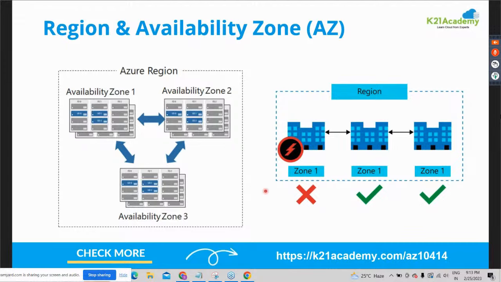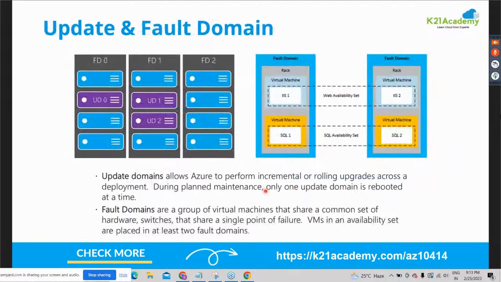Then on the other side, we also have another important factor, the update and fault tolerant approaches, where we have update domains and fault domains. Two types of domains are part of your availability sets. Availability sets are a way to ensure your application remains online if a high impact maintenance event is required or a failure occurs. They are made up of update domains and fault domains, where the update domain is used to perform incremental upgrades.